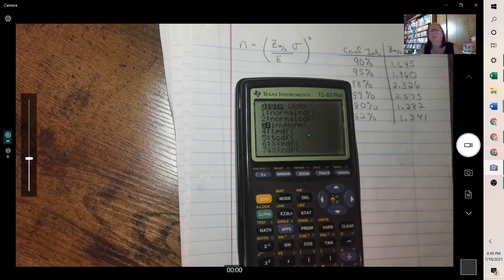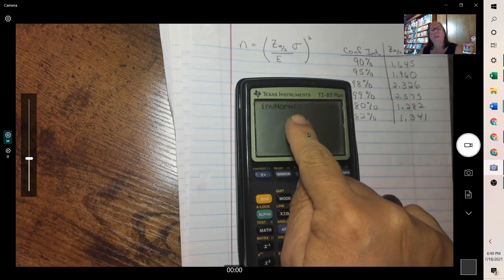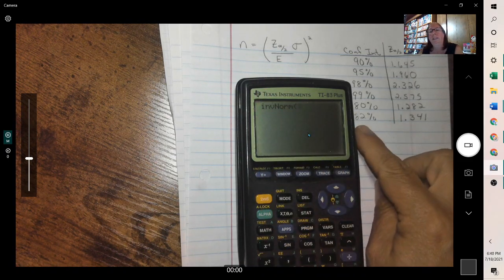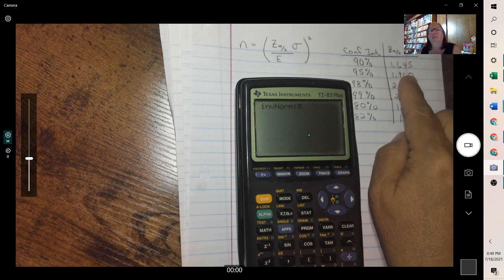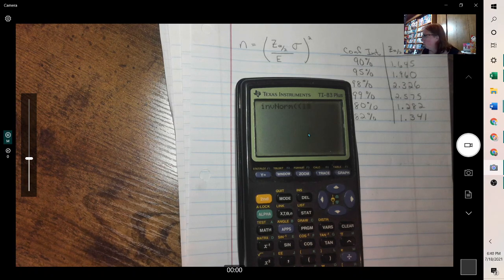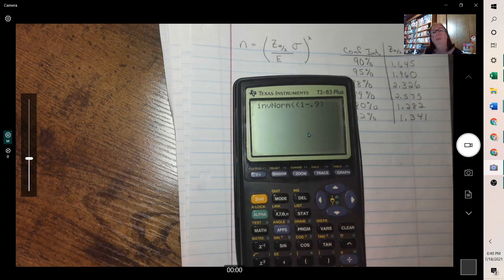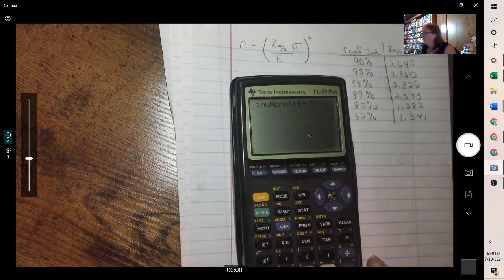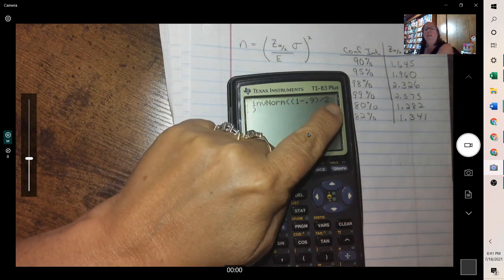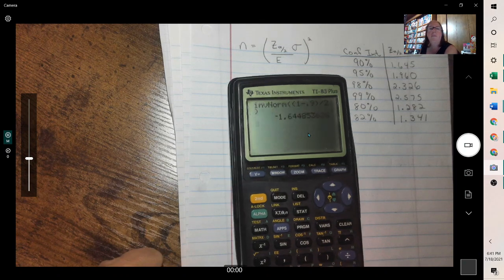Okay. So it's the third one, and you hit enter. Now you need alpha over 2. So we'll start with a 90. If we look at a 90% confidence interval, the alpha, put a parenthesis, is 1 minus 0.9, because 90% would be 0.9. Close your parenthesis, but that would be alpha. We want alpha over 2, so we divide by 2 and close our parenthesis. So the 1 minus 0.9 is alpha divided by 2. And you hit enter. It gives your value.